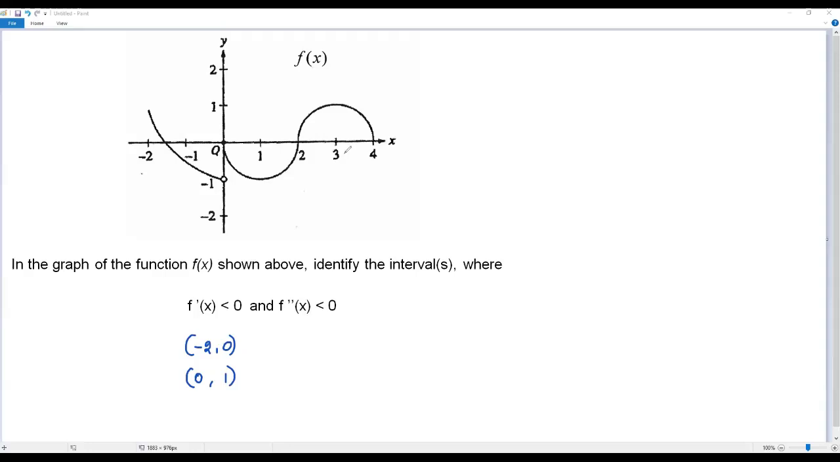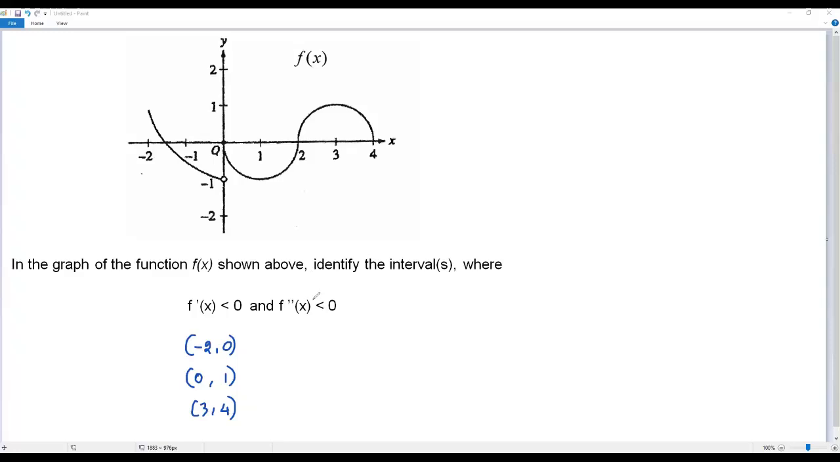Now let me consider the interval 3 to 4, because in this interval the graph is falling. So in this interval 3 to 4 also, the first derivative, that is the slope, is negative. Let me write that interval also. So we have three intervals where the first derivative is negative, that is, the slope is negative, because in all these three intervals the graph of the given function f of x is falling.